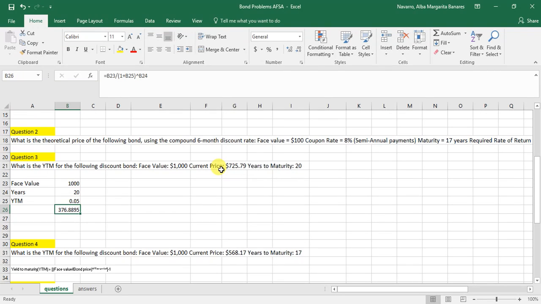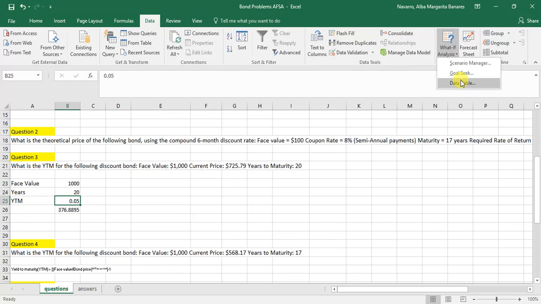Which gives us 376, but that's not our current price, obviously, because we were using a random value here. So we go data, what if analysis, goal seek.